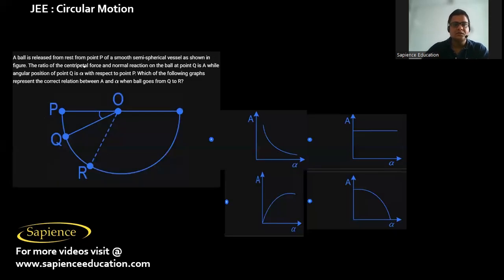Then here it is told a ball is released from rest from the point P of a smooth semi-spherical vessel as shown in the figure. The ratio of the centripetal force at the point Q and the normal reaction on the ball at the point Q is A.